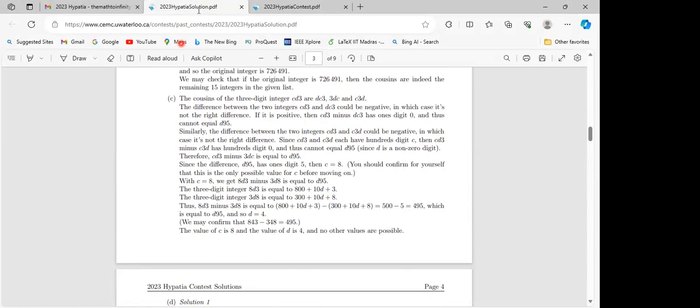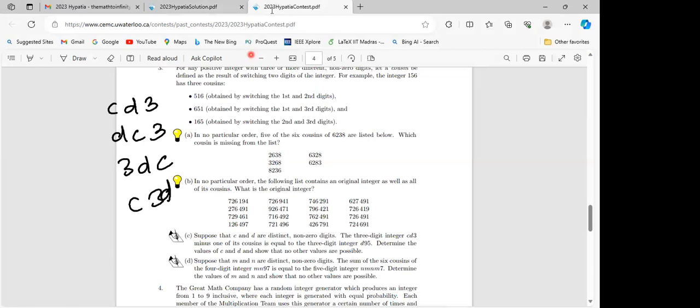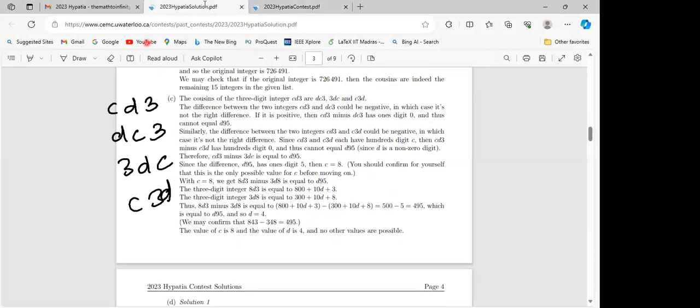The cousins of the 3-digit integer CD3 are DC3, 3DC, C3D. You're just applying the same logic. Like how you're switching first and second, first and third, second and third, like that. Clear?